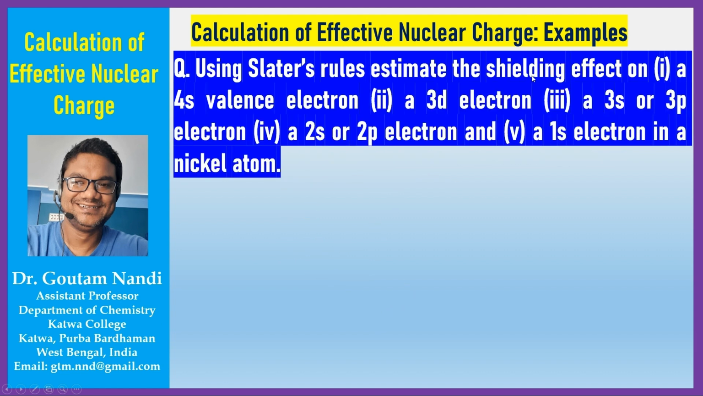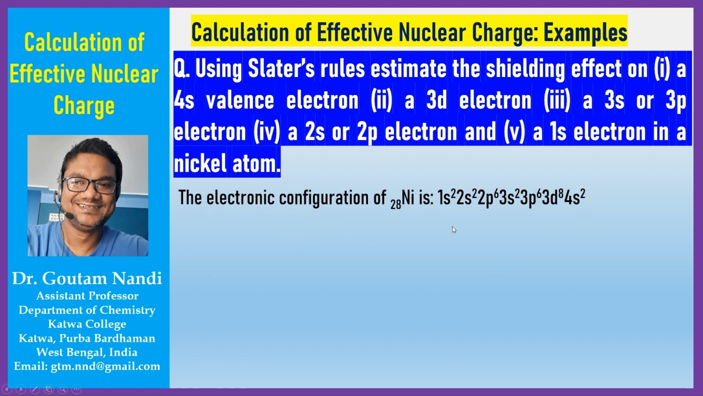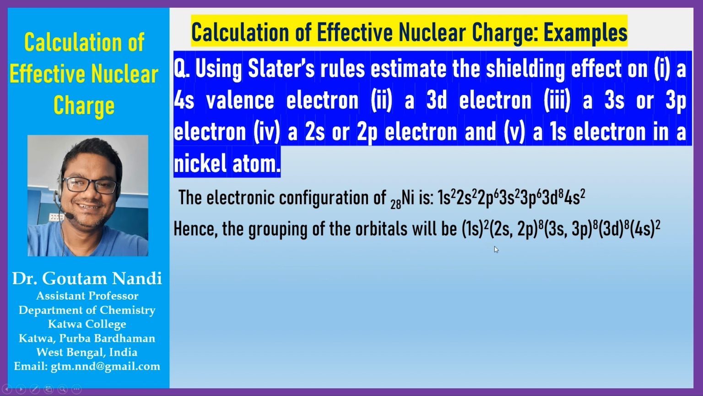Here it is given for nickel, and there are 5 questions: for a 4s valence electron, for a 3d electron, for a 3s or 3p electron, for a 2s or 2p electron, and for a 1s electron in a nickel atom. Okay, meaning electrons from all the groups. So first let us write the electronic configuration of nickel. Nickel has the atomic number 28, so the electronic configuration and grouping will be like this: 1s2, 2s2p will be 8, 3s3p will be 8, and 3d will be 8, and 4s2.